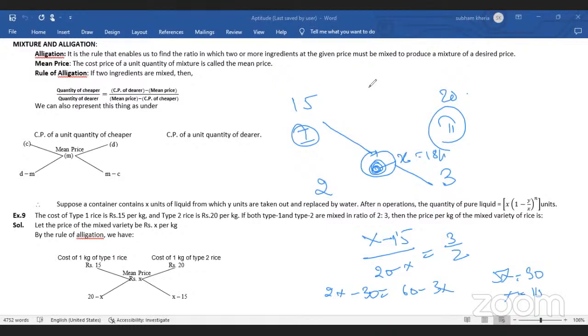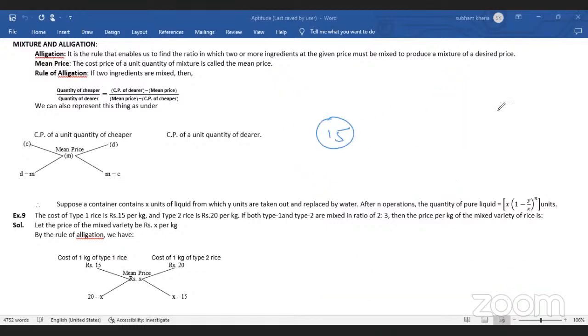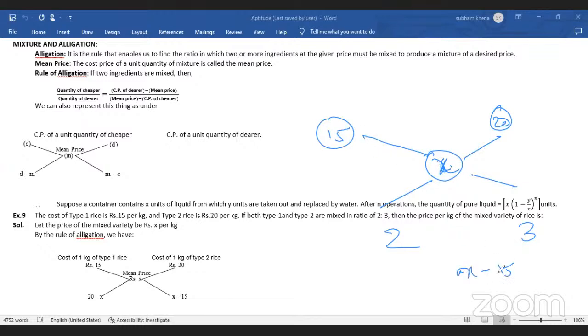What happened is, let's look again. It says one type of rice is 15, the other type of rice is 20. They are mixed in a certain amount. And what's the ratio? 2 to 3. Okay. Now let the middle price be x. What did I say? How to find it? Just write like this: x minus 15 divided by 20 minus x will be the ratio 3 by 2. Got it? This is a shortcut for allegation.